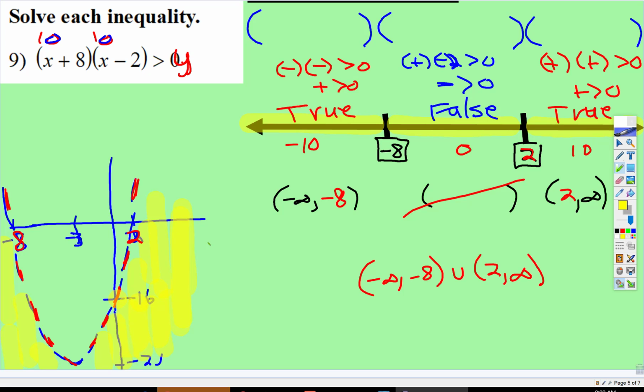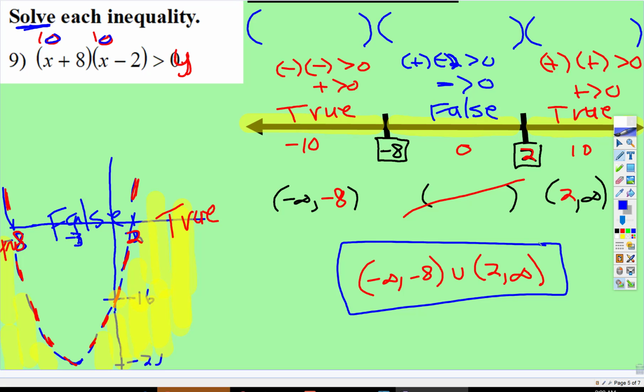And now look at what we have. Here is our true. That area over there is true. This interval in between is false. So these things actually do agree. It's just that when we're solving, we actually want the interval notation. Okay, that's it for this one.